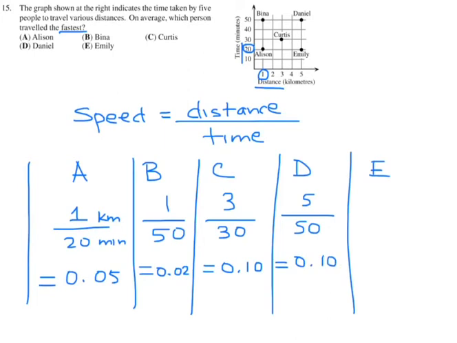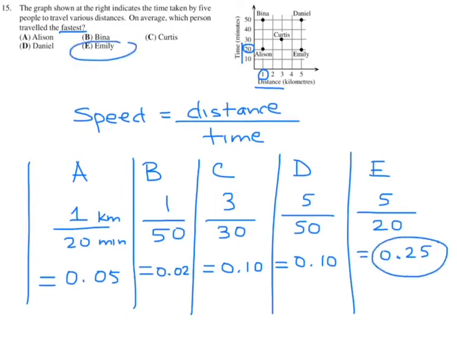And finally, Emily is 5 for the distance and 20 for the time, and this is equal to 0.25. So of these, which is the greatest? It's 0.25, and therefore Emily is the fastest. So choice E.